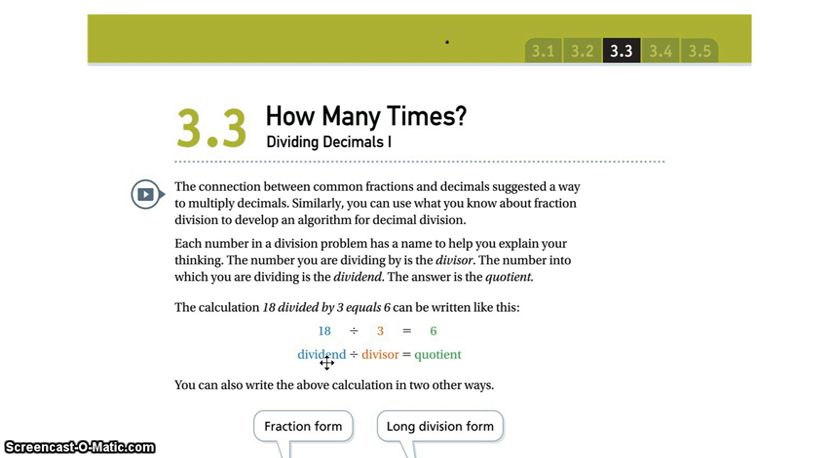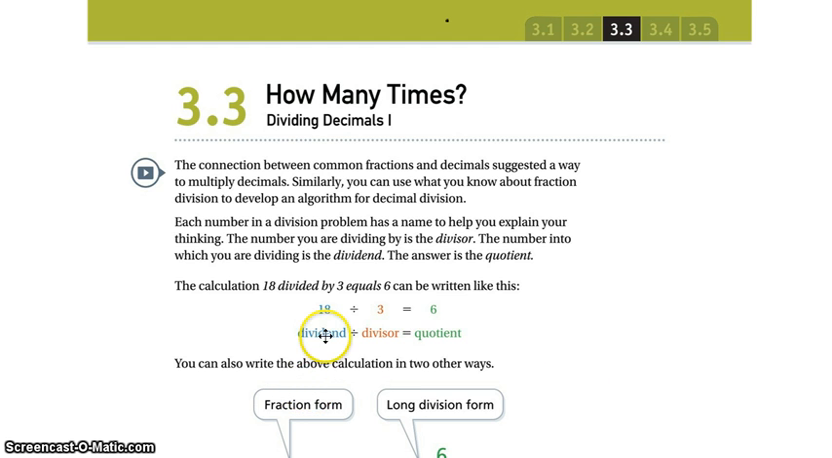It's really important to know that in class, so when we start talking about what number is the dividend, you know that we're talking about the number that's being divided. Or when we talk about what number is the divisor, we're talking about the number that is doing the dividing. Or if we ask what number is the quotient, we're talking about the answer to the division problem.